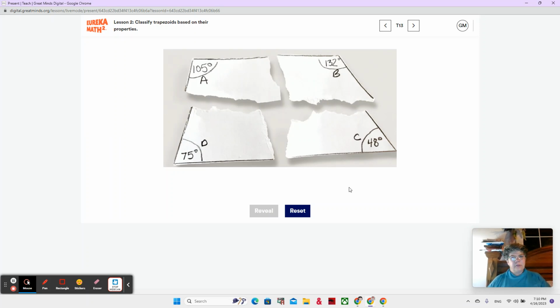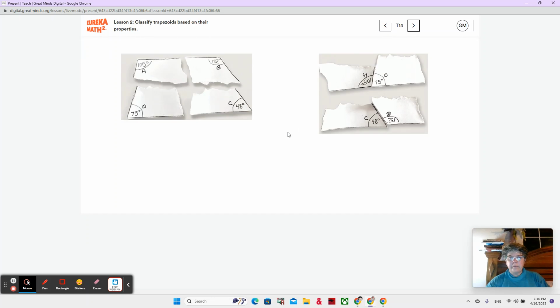And then we're going to look at those corners, and you're going to notice that you have supplementary angles. Supplementary angles are two angles whose sum is 180. Do you see two angles that will make a straight line whose sum is 180? Let's see. We put those two together, 105 and 75, and 132 and 48. Do you have two that can go together? Look at the two that are next to each other, A and D, and C and B. They're going to make 180 when you put them together.